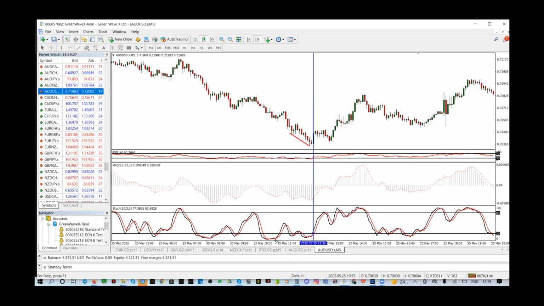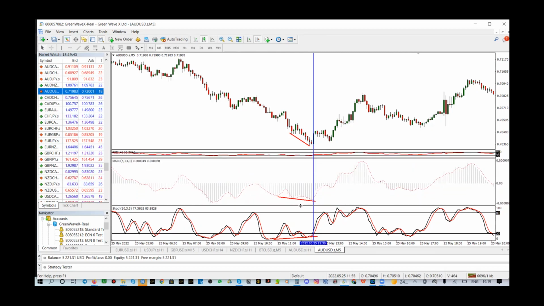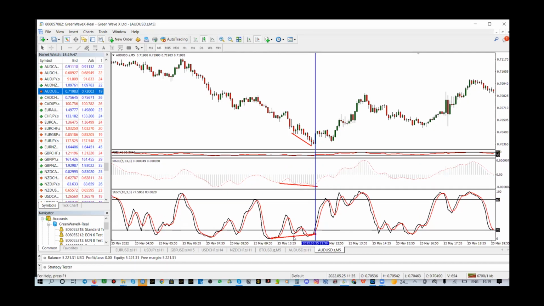Okay, but maybe there's a divergence. All right, I think there's a divergence here on the stochastic. I see we get a divergence on stochastic, but we didn't get any divergence on the MACD. See that? What about the RSI? We didn't get a divergence there as well. So it's always good to have 2 or 3 indicators. So we have a divergence here to confirm, and then we'll have been able to find an entry for this.